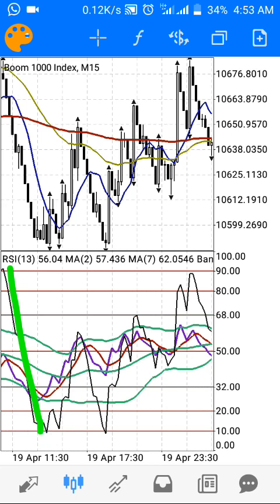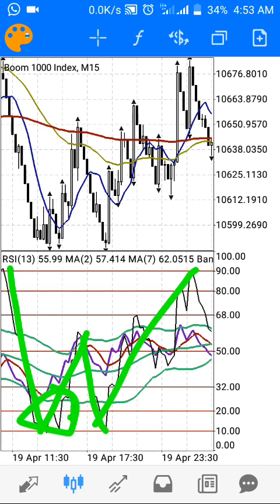Starting here, comes up here, and ends on our level 90. So this is your small one, this is your big one.